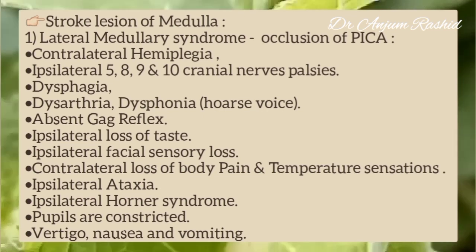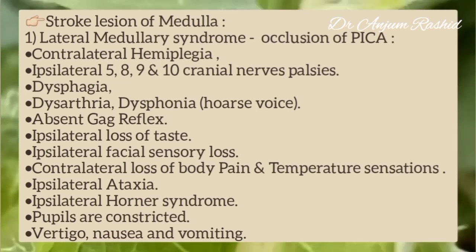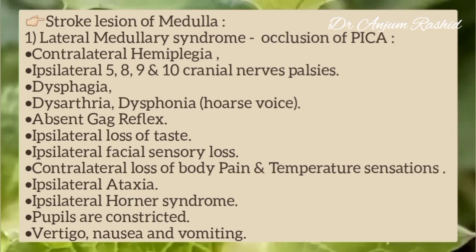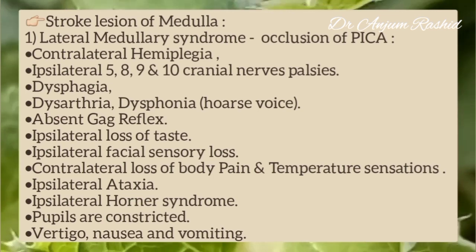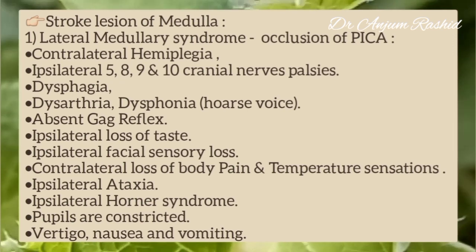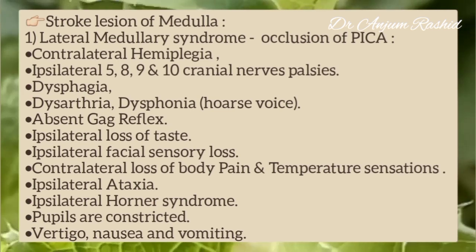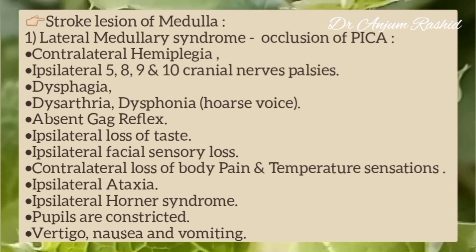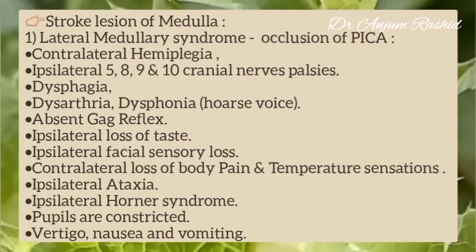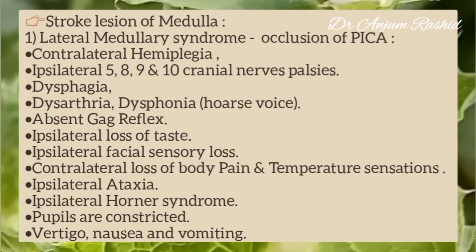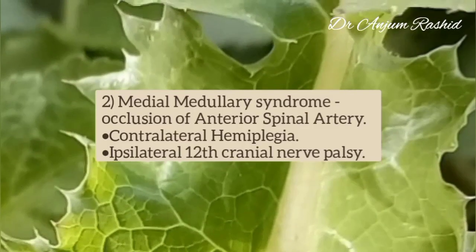In these cases, there may be contralateral hemiplegia, ipsilateral 5, 8, 9 and 10 cranial nerve palsy. There is dysphagia, dysarthria, dysphonia, that is hoarse voice. There is absent gag reflex. There is ipsilateral facial nerve sensory loss. There is ipsilateral loss of taste. There is contralateral loss of the body pain and temperature sensations. There may be ipsilateral ataxia, ipsilateral Horner syndrome, pupils are constricted, there may be vertigo, nausea and vomiting.